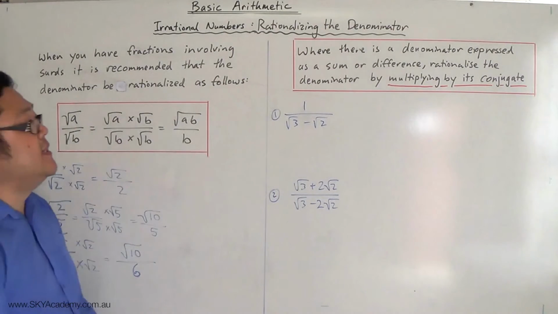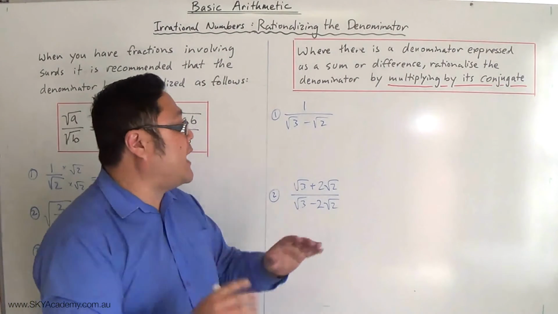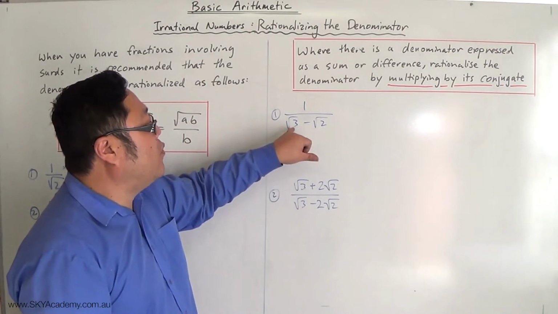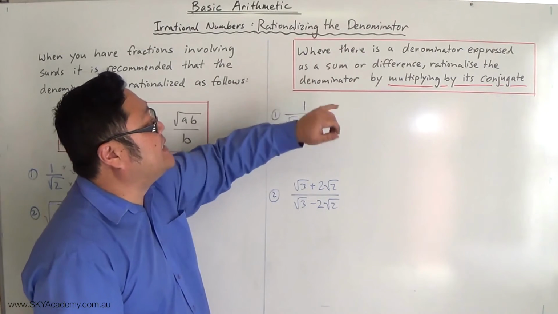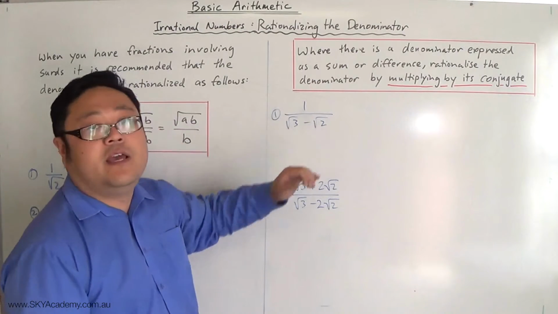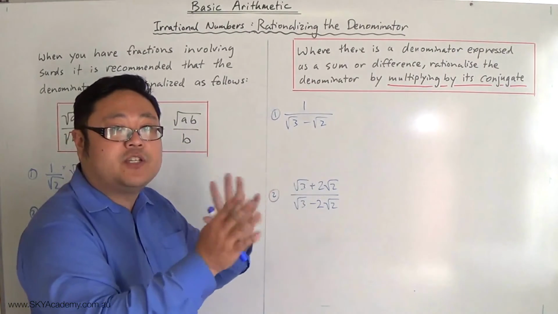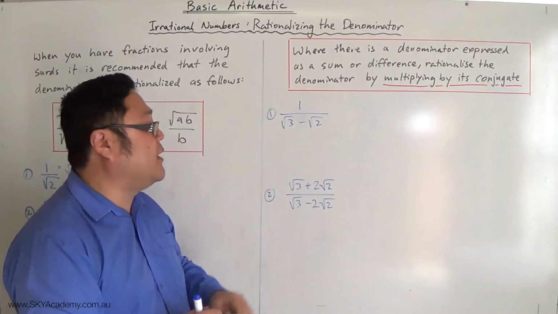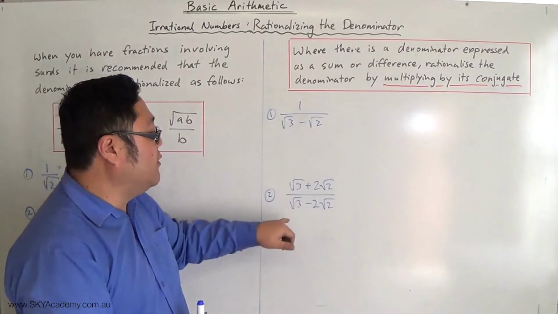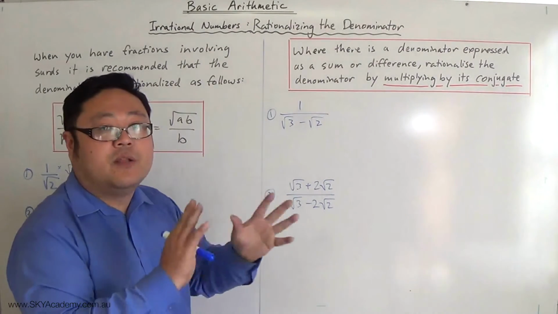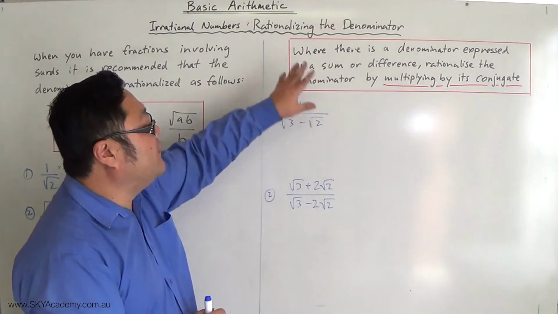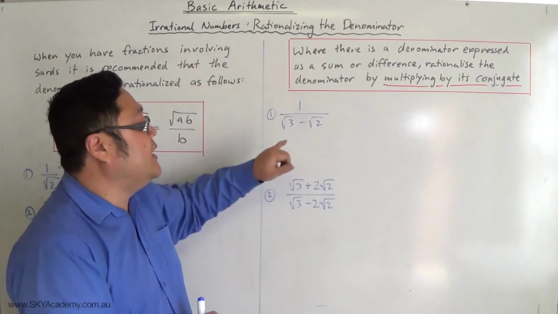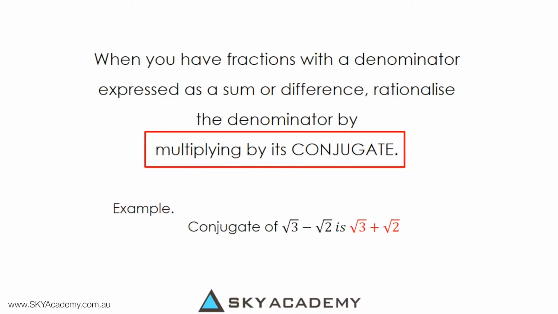I want to step over to this side now because I want to look at what you do when the surd on the bottom is expressed as a sum or a difference, either of two irrationals, or a rational and an irrational component. It doesn't really matter. When you see that, what you've got to do is multiply both the top and bottom by the conjugate of the bottom.